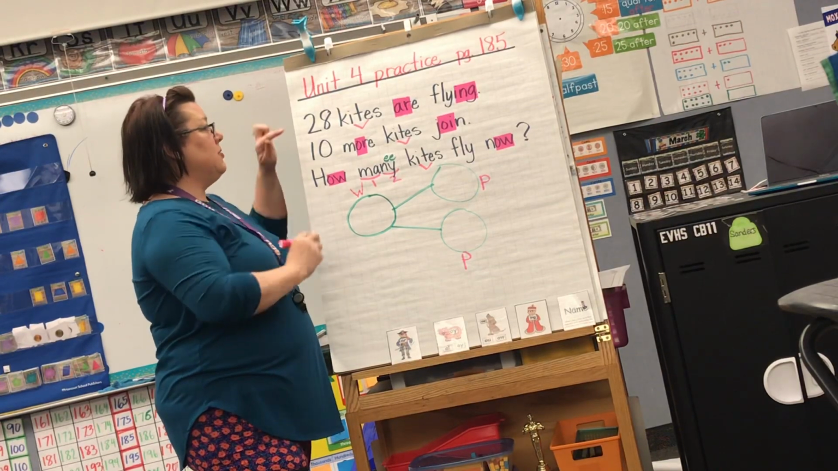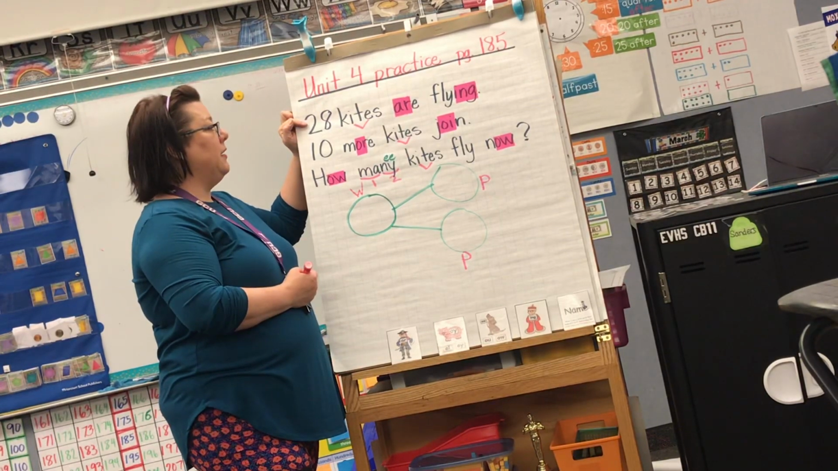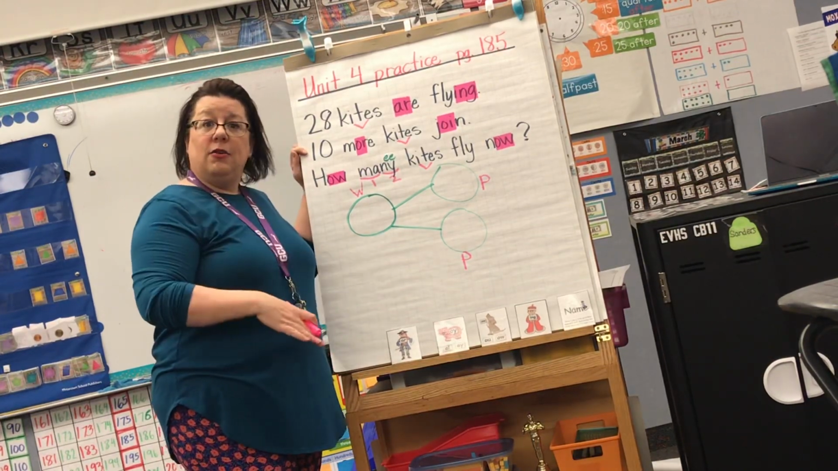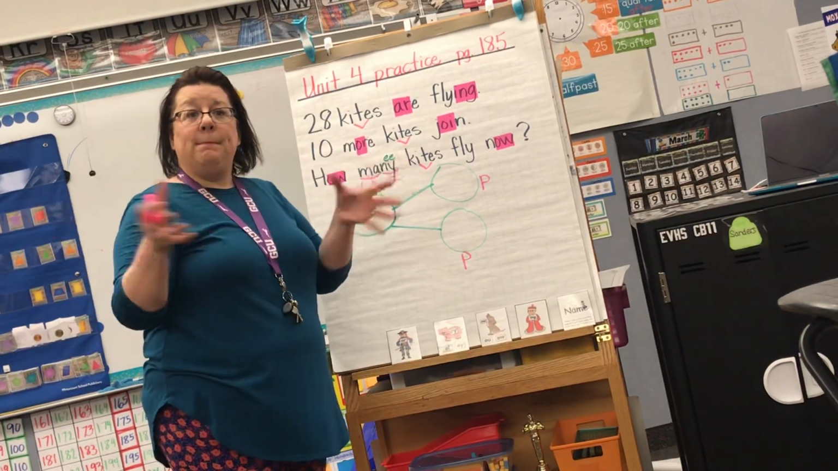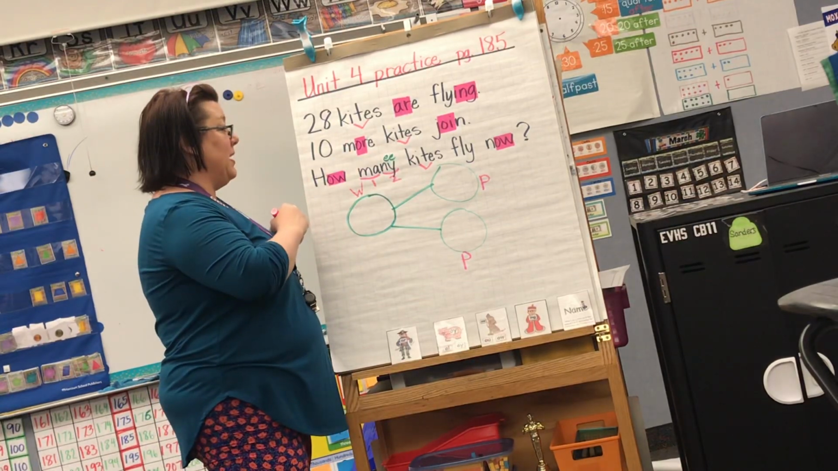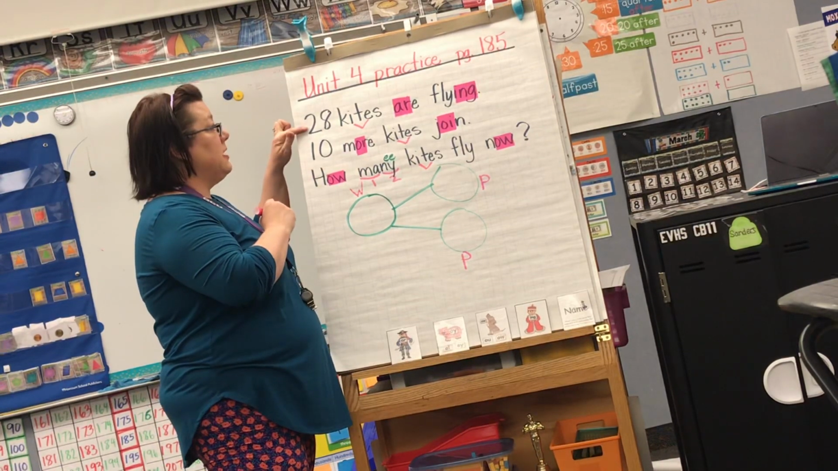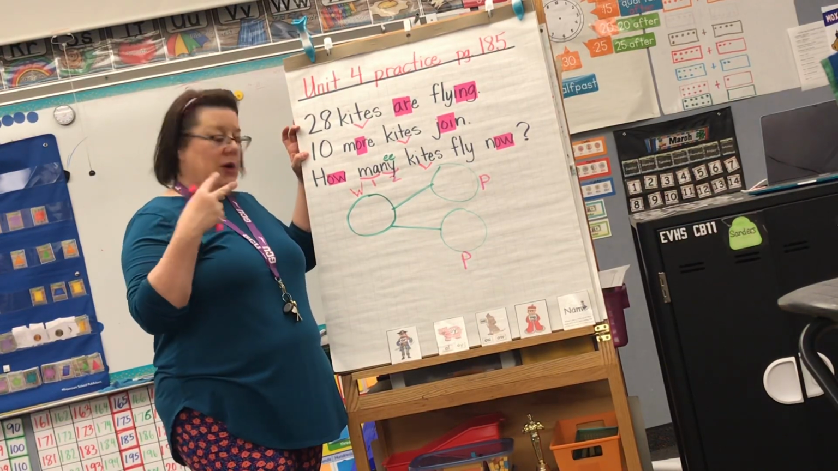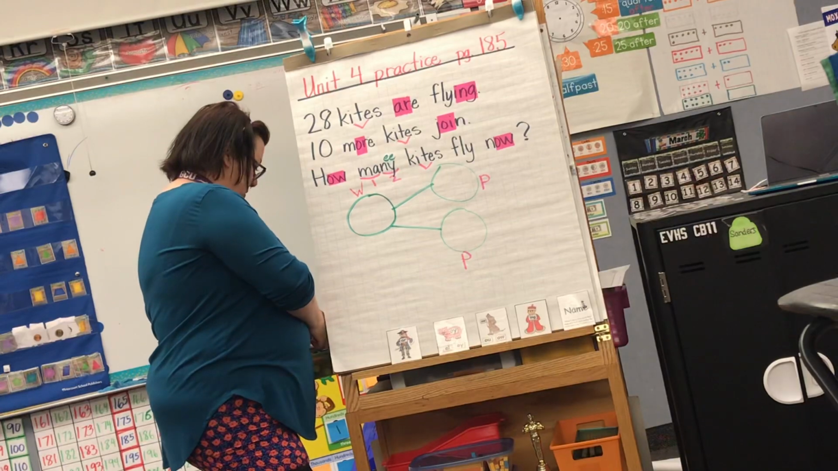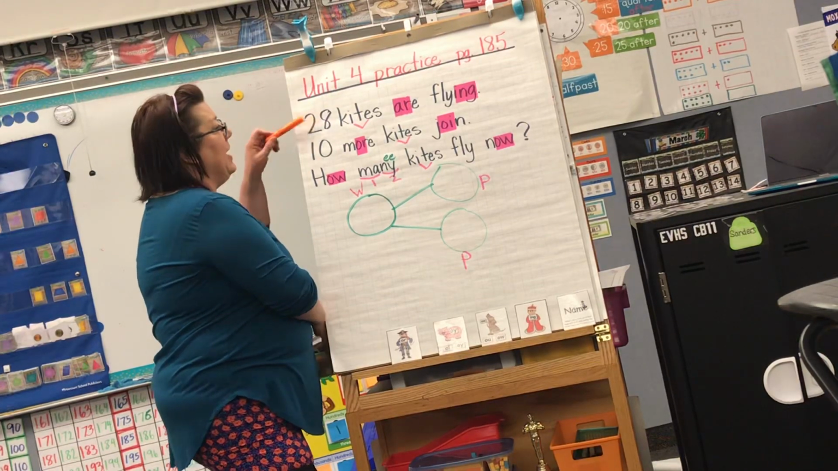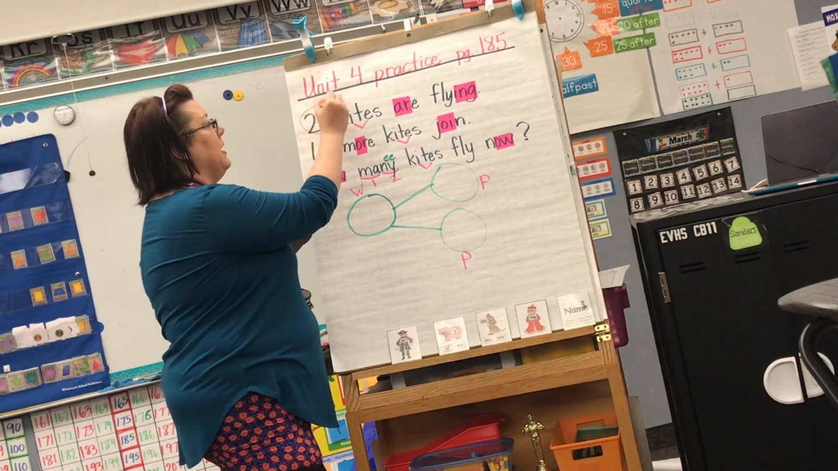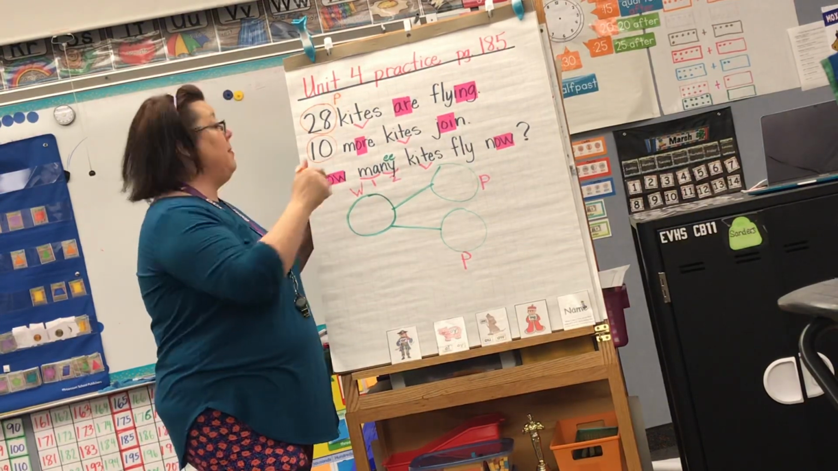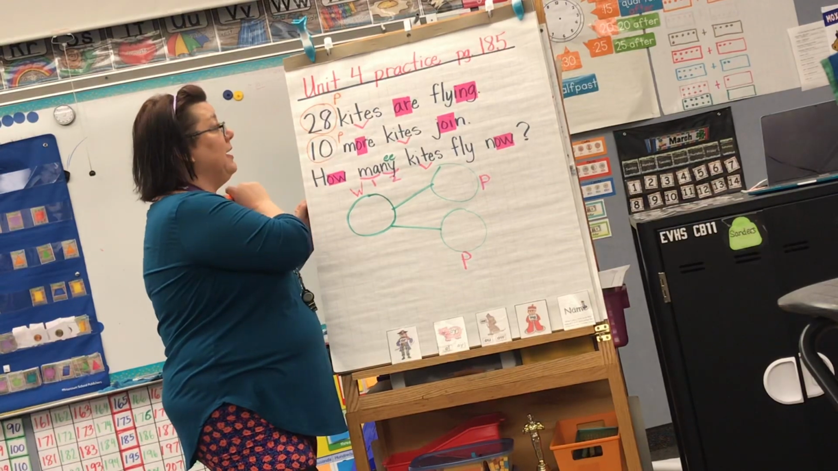Okay? So it says 28 kites are flying. 10 more kites join. So if they're joining, we're going to put them together. That's right. So it says some are flying, more come. So it sounds like there are 2 parts right there. So I am going to circle 28 and label it a part. I'm going to circle 10 because more are coming. 10 looks like it is a part as well.